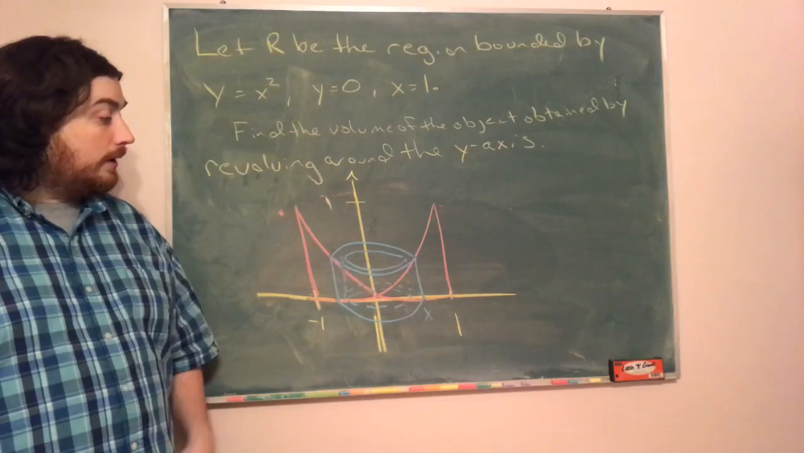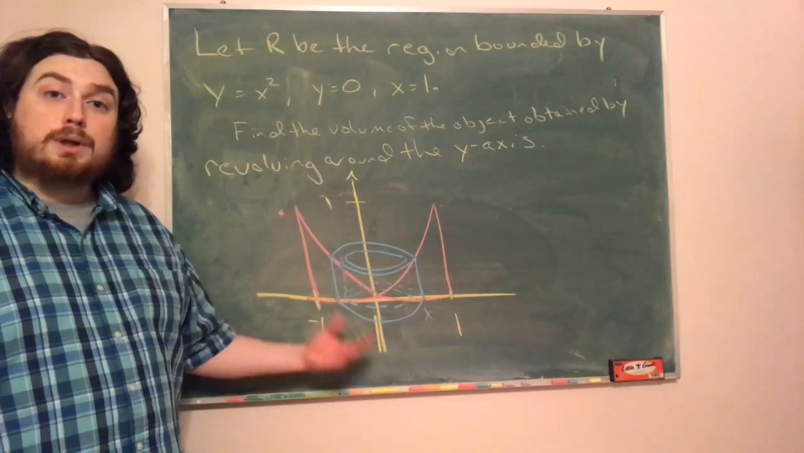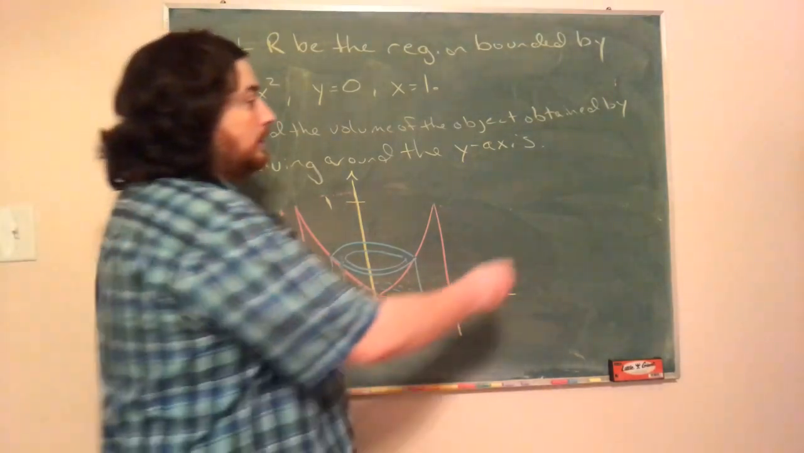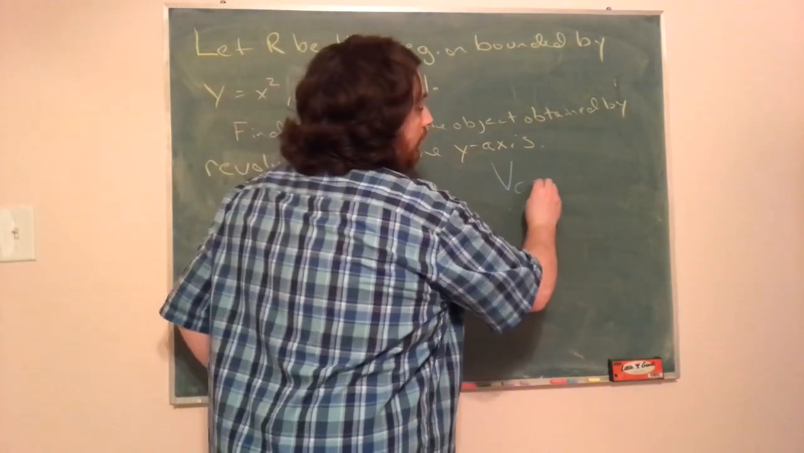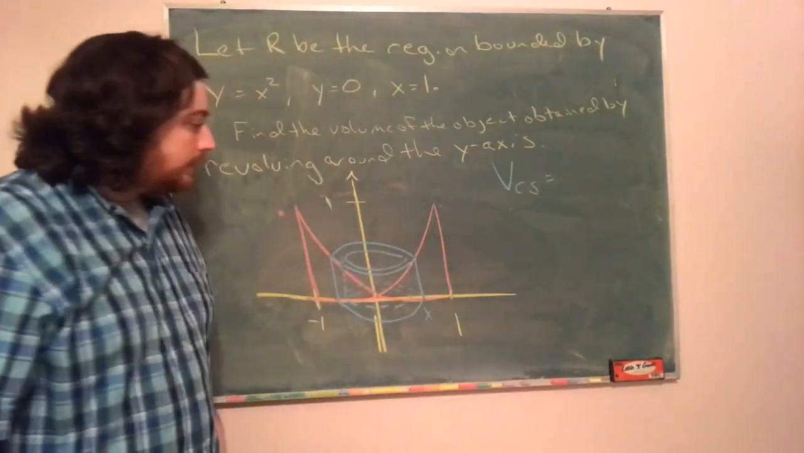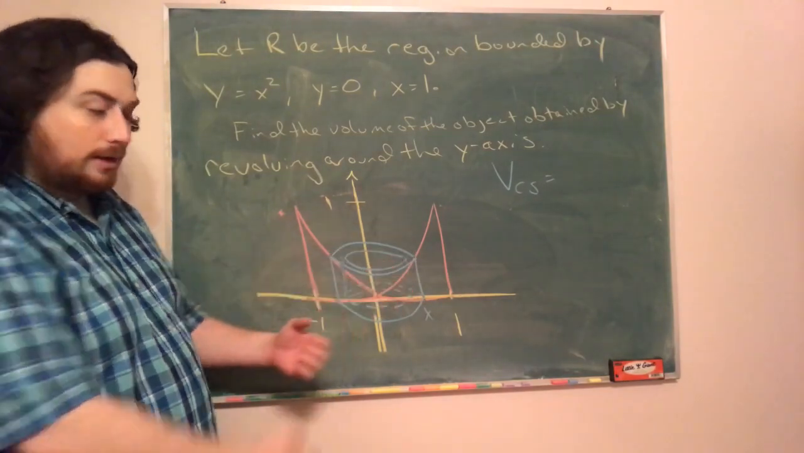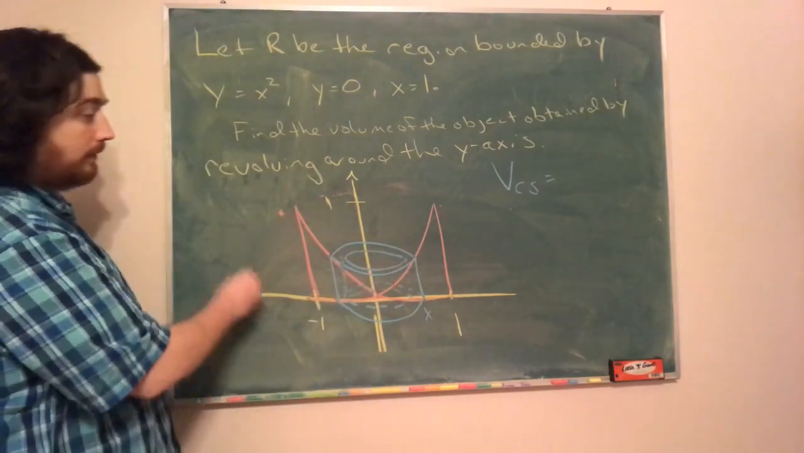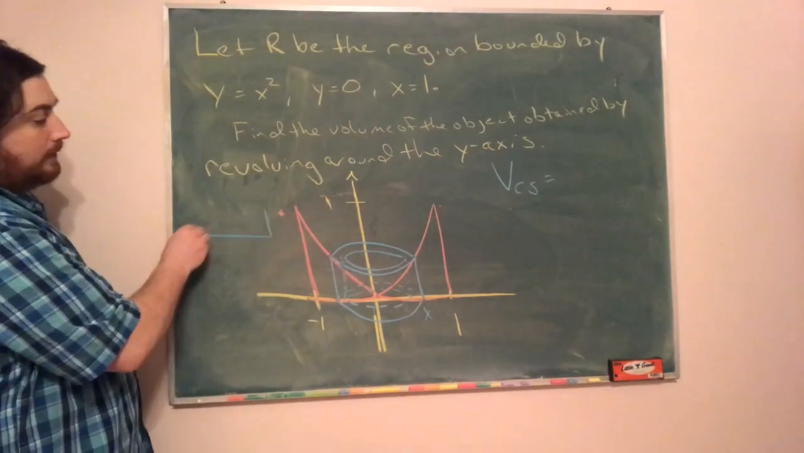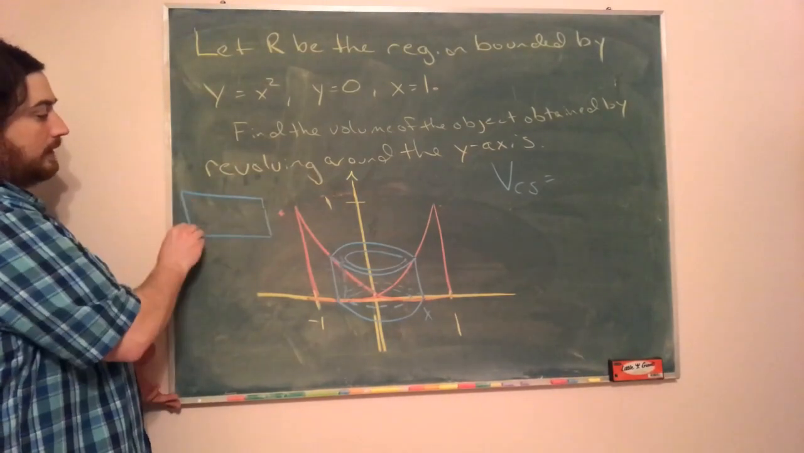Now, if we're cutting our cross sections like this, what we have to do is find the volume of that cross section. So what we need to do is figure out what this looks like. The way I'm going to think about this is I'm going to imagine cutting this and pulling it out. If I do that, what I get is something that looks like this.